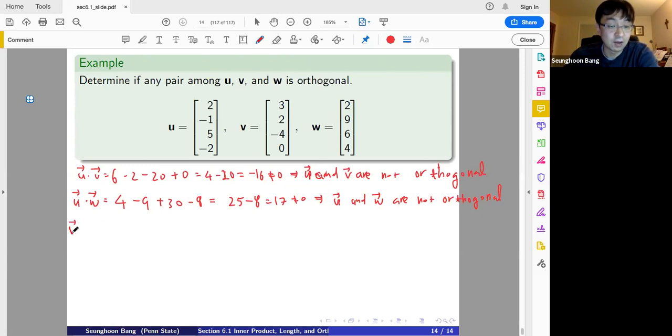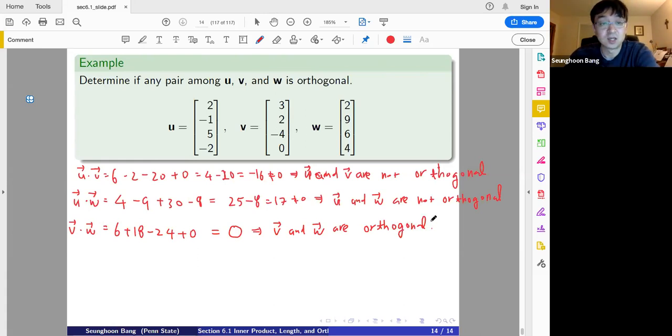What about v and w? We can calculate vector v dot vector w. So 3 times 2, 6. 2 times 9 is 18. Negative 4 times 6, negative 24. 0 times 4, 0. You add all of them, we have 0. What's that? Vector v and vector w are orthogonal. That's it. This is all proof of this kind of thing.